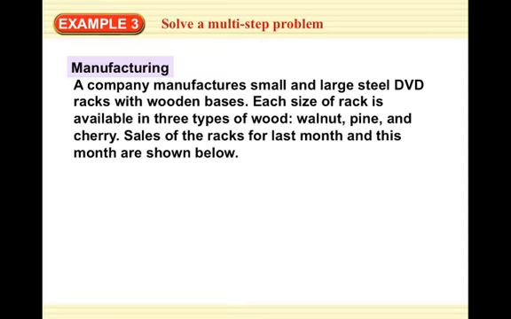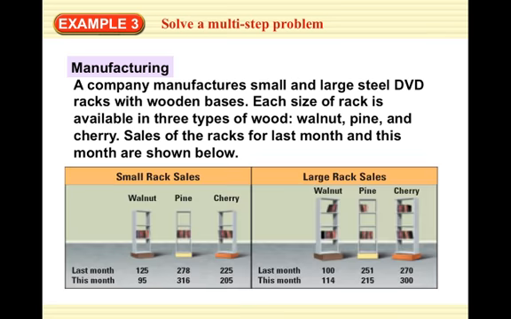All right, we're going to look at a manufacturing problem because I want you to see why people use matrices. A company manufactures small and large steel DVD racks with wooden bases. Each size of rack is available in 3 types of wood: walnut, pine, and cherry. So there's a total of 6 kinds of DVD racks available: small walnut, small pine, small cherry, large walnut, large pine, large cherry. All right, sales of the racks for last month and this month are shown below.